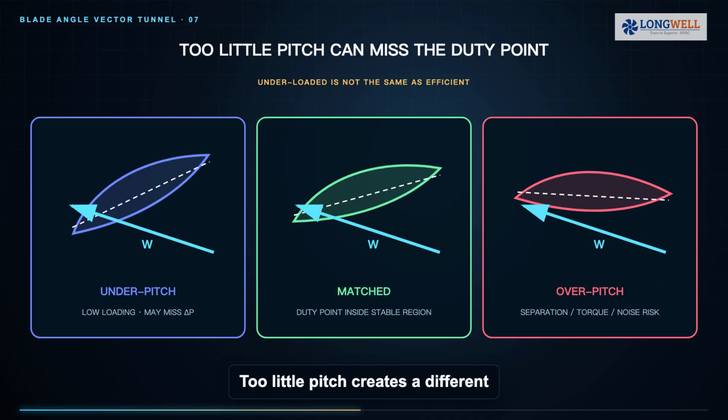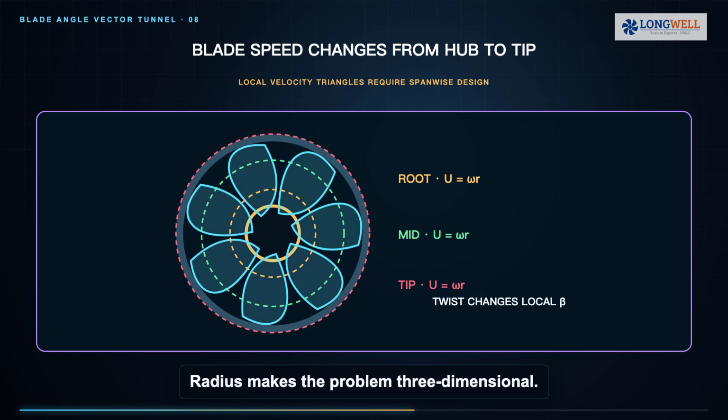Too little pitch creates a different mismatch. The blade may be lightly loaded, producing less pressure and often less airflow against the same system. The motor may draw less power, but the fan may fail the duty point. Efficient design is not the smallest angle or the largest angle, it is a matched spanwise loading at the required operating point. Radius makes the problem three-dimensional.